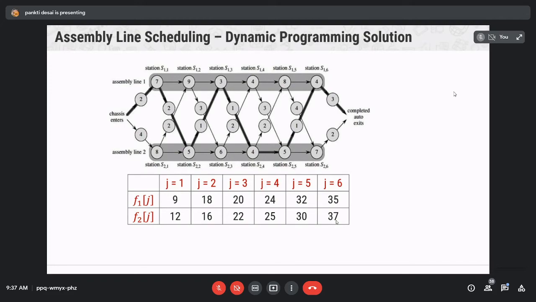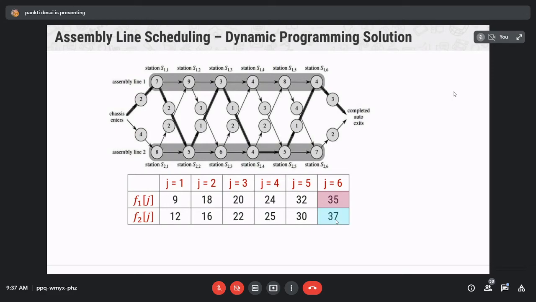Okay. So now we find all the values for F1J and F2J. Now next step is we get the F1N and F2N value, which is equal to 35 and 37 respectively. Now next step is to find out the F star value.